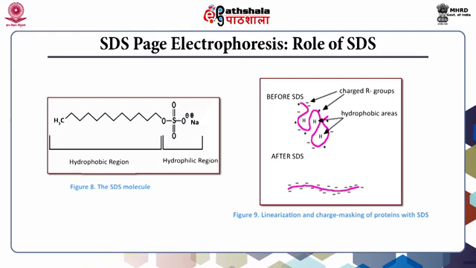Anions of SDS bind to this linear chain at a ratio of about 1 SDS anion to every 2 amino acid residues. This SDS-protein complex now has an overall large net negative charge that is proportional to the mass of the protein. This negative charge conferred by the SDS molecules is usually much greater than the charge on the native protein, thus rendering the native charge on the protein insignificant, as you can see in this figure.